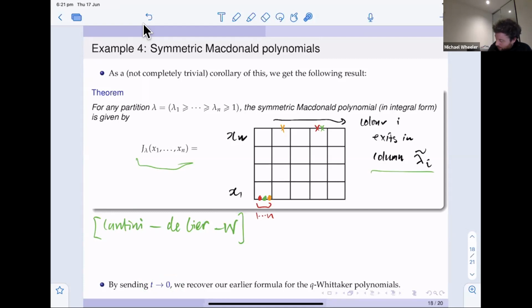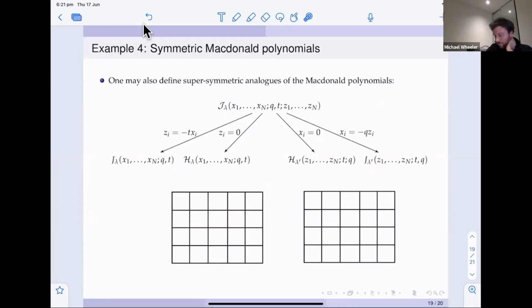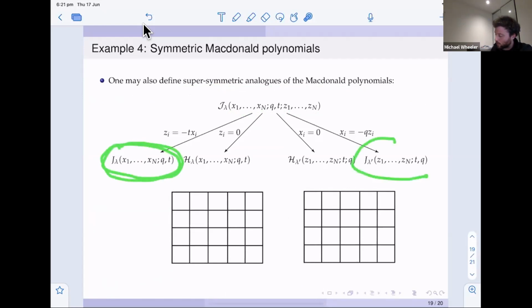Right. So yeah, I think this is a good point to wrap it up. So I wanted to say something about, so there are some supersymmetric analogues of the Macdonald polynomials that depend on 2 alphabets now, the x's and the z's. And I wanted to make the point that those vertex weights that I defined back at the start of the lecture, if you keep both the x's and the z's, then you end up getting the supersymmetric Macdonalds. And those are nice because they actually degenerate to the ordinary Macdonalds in 2 different ways.